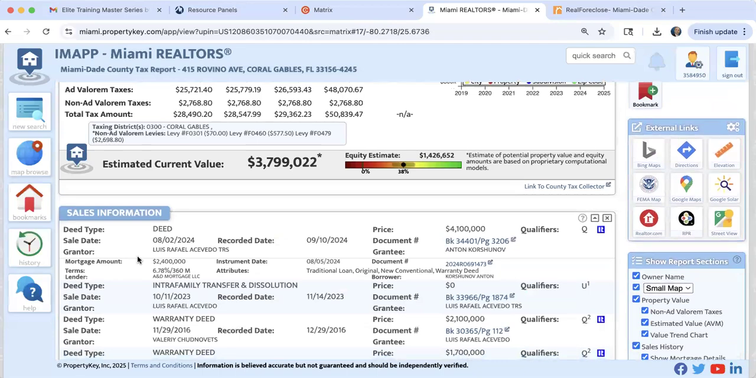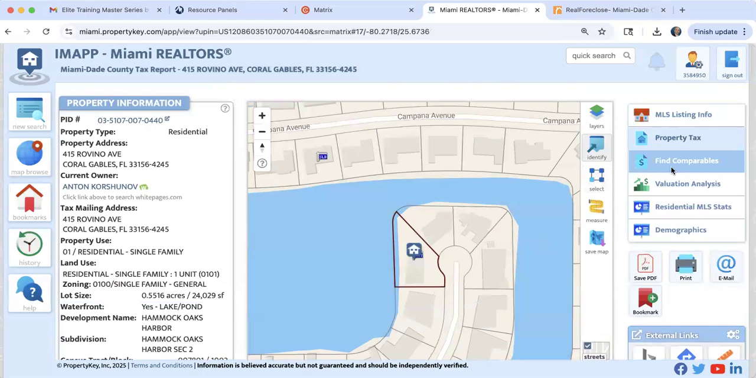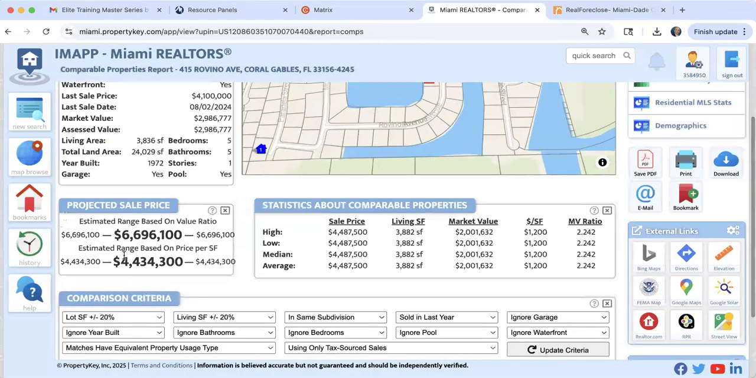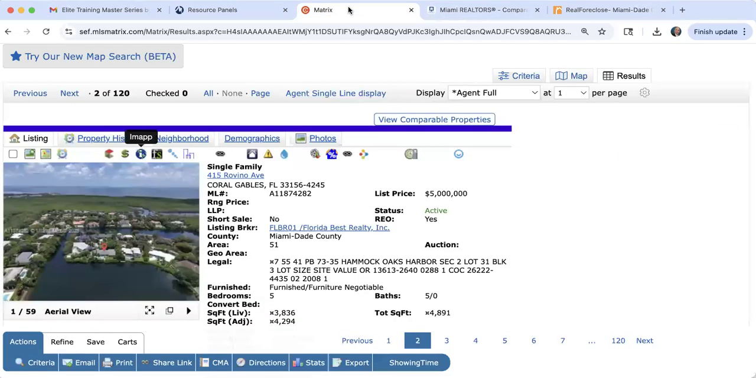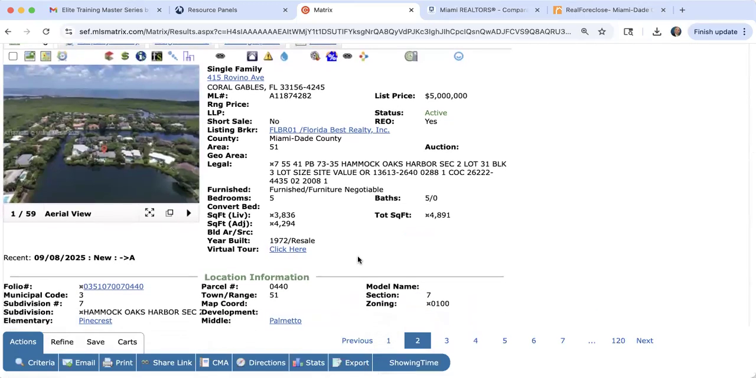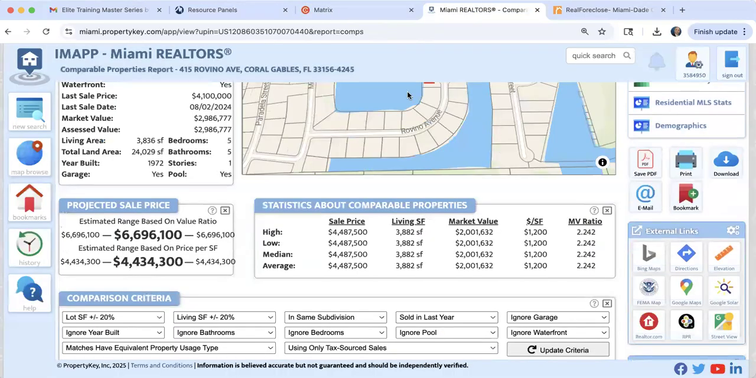All right. And click on find comparables and see what we have. We have over here $4.4 million. They're asking $5 million. Once again, it could be a mistake. I'm not sure why they said that this is an REO. It could be a mistake. I don't see any indications that this was a foreclosure.